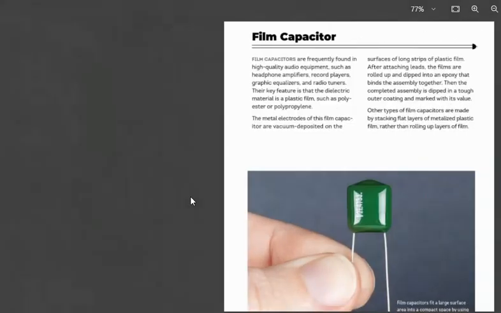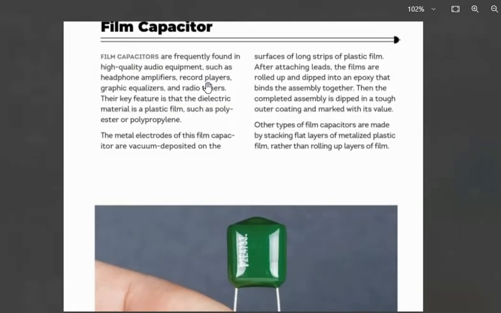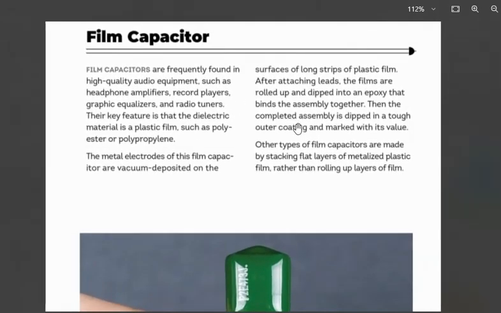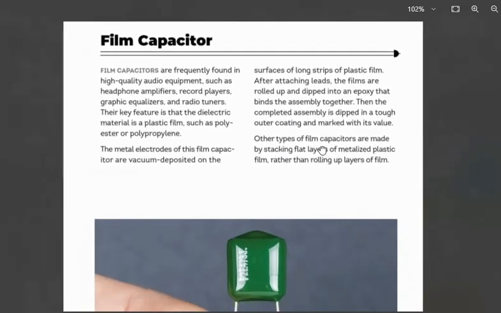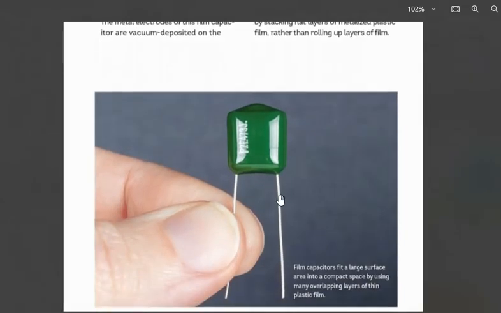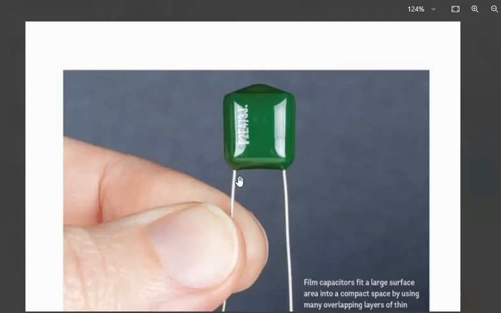So let's move on to the film capacitor. A film capacitor, what it does. Film capacitors are used to store electrical energy in electronic circuits. They are known for their high quality and reliability, making them suitable for applications where precision and performance are critical. How it works. Film capacitors are made by layering strips of plastic film with metal electrodes. The plastic film acts as an insulator while the metal electrode stores the electrical charge. The layers are then rolled up and coated with epoxy resin to protect them and provide a finished product.